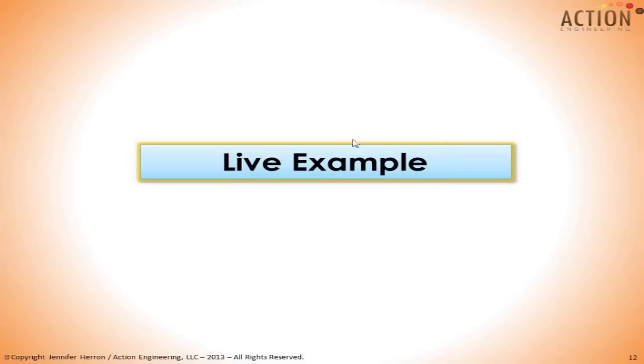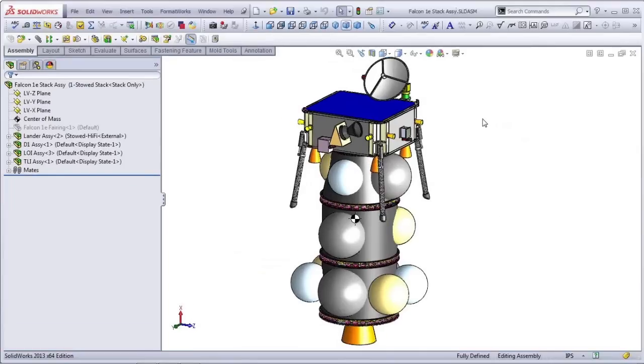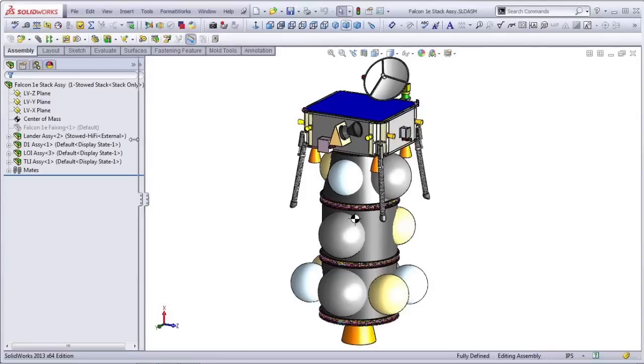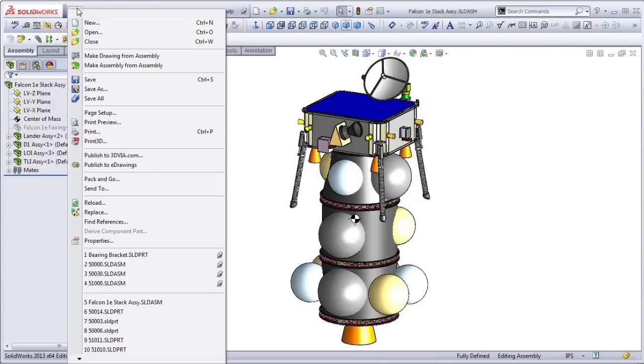So let me switch over now. And so you should be viewing the SolidWorks screen right now. And in here I have a concept model of a lunar lander. And it's got 3 stages and a final lander. And so what I want to show you is I've got this black and white center of mass symbol in the center. That is indicating where my mass properties are being calculated at right now.